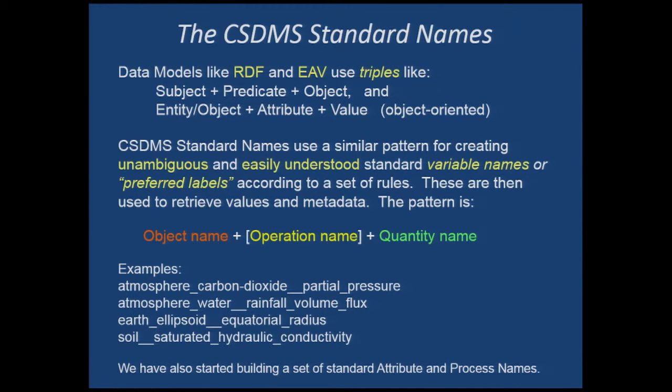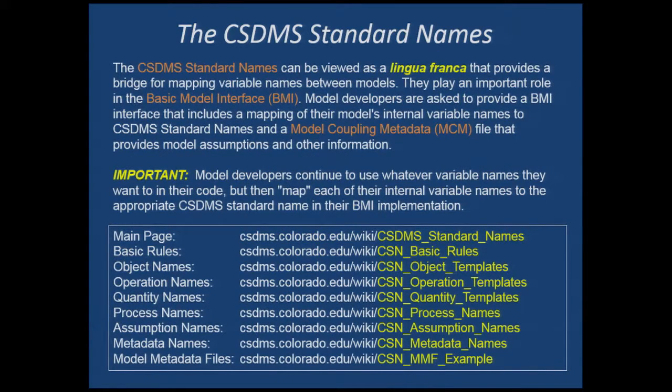The pattern is to have an object name, some optional mathematical operation like time integral or time average or something, and then a quantity name. And that operation actually creates a new quantity from the existing quantity. And there's a very extensive set of web pages that talk about this whole system and how it works, and has standardized process names, quantity names, object names, some basic rules, and so forth that you can look at there.